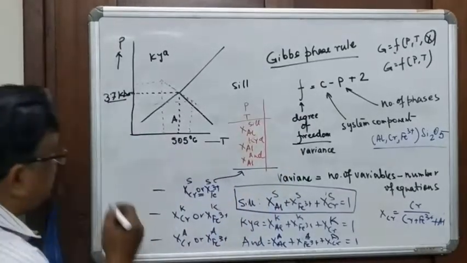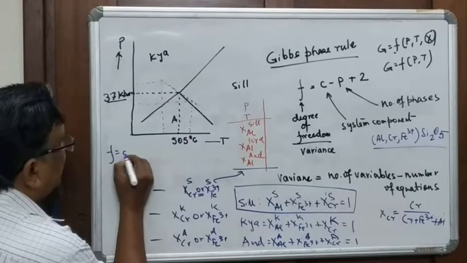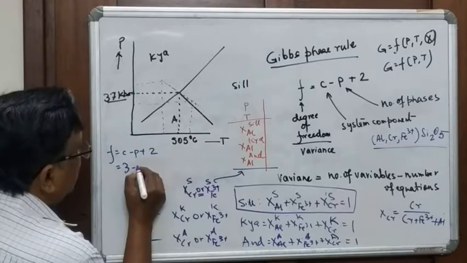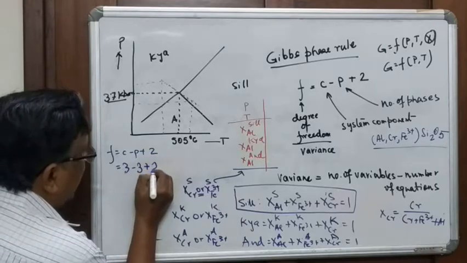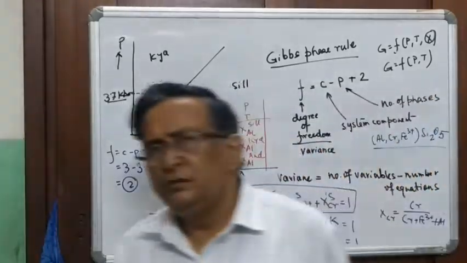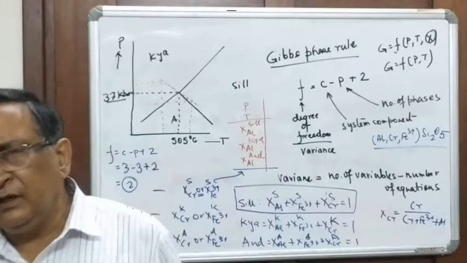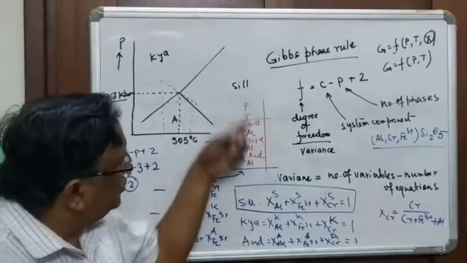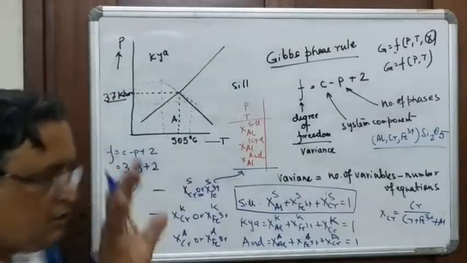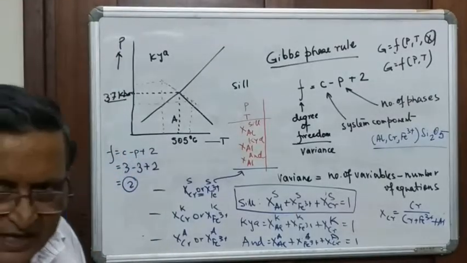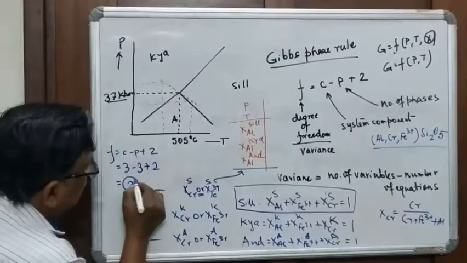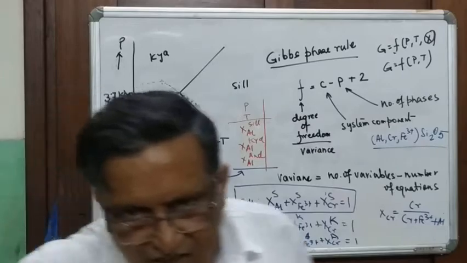But Gibbs phase rule tells you that F is equal to C minus P plus 2, C is equal to 3, P is equal to 3, and plus 2. Gibbs phase rule tells you, don't be stupid, don't waste your time to find out what value actually. You do one thing. Nature is telling you, you do one thing. Be more intelligent than what you are. You give me 2. And the system will find the rest.